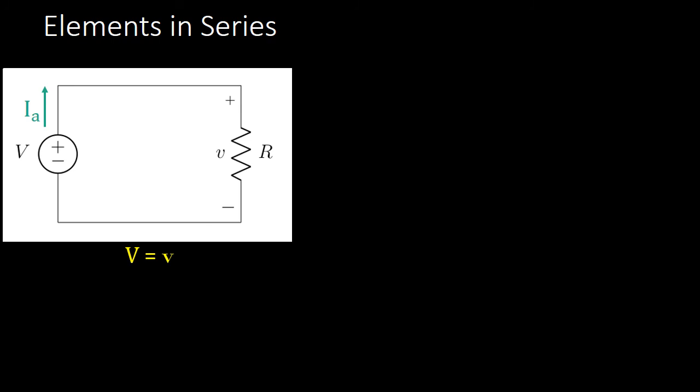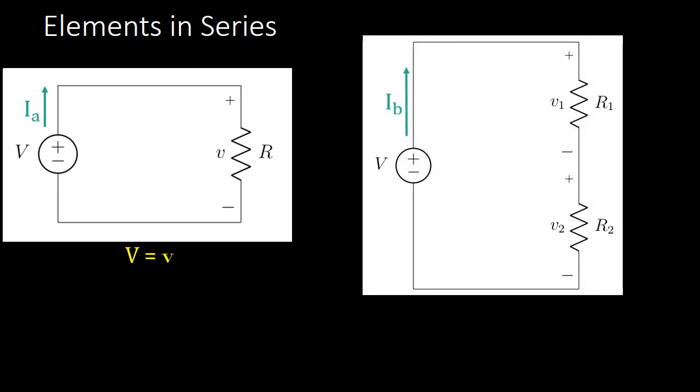We know, because we've already done the analysis, that the voltage associated with the source has to be the same as the voltage across the resistor. Now, when we have a slightly more complicated circuit, as shown on the right, we've analyzed this one as well. In this case, the current is I sub B, and it flows clockwise through the whole circuit. And for this type of circuit, we found already that the voltage across the source has to be the same as the sum of the voltages across the resistors. And both of these statements are true based on Kirchhoff's voltage law.